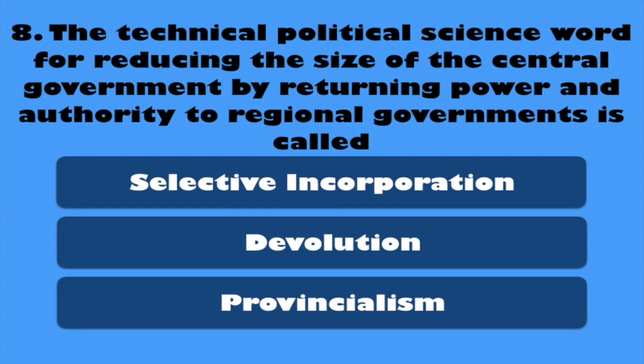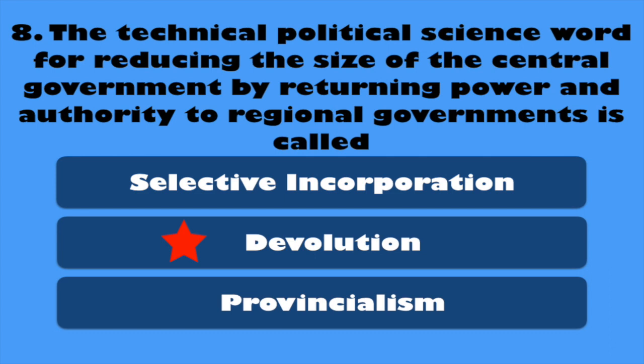On to number 8. Conservatives have traditionally been the party of limiting the authority of the national government. The technical political science word for reducing the size of the central government by returning power and authority to regional governments is called selective incorporation, devolution, provincialism. The technical term for returning power to regional governments is called devolution.